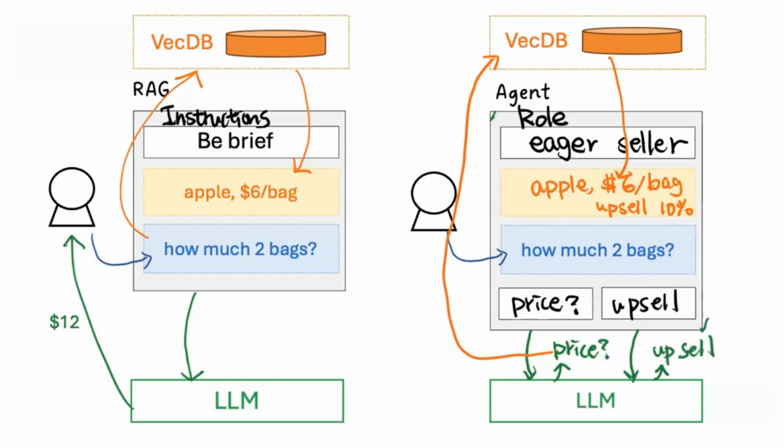When you upsell, you go back to the user saying, how about you get 2 bags, but I'm offering 3 for $15? How about that? It works out to be about 10-15% off, I think. So instead of paying $12 for 2 bags, this agent is able to act more like an eager seller and actually offer not just a straight answer about 2 bags, but 3 for $15. Do you want to take it or not? So this is trying to show you the contrast between RAG and an agent.